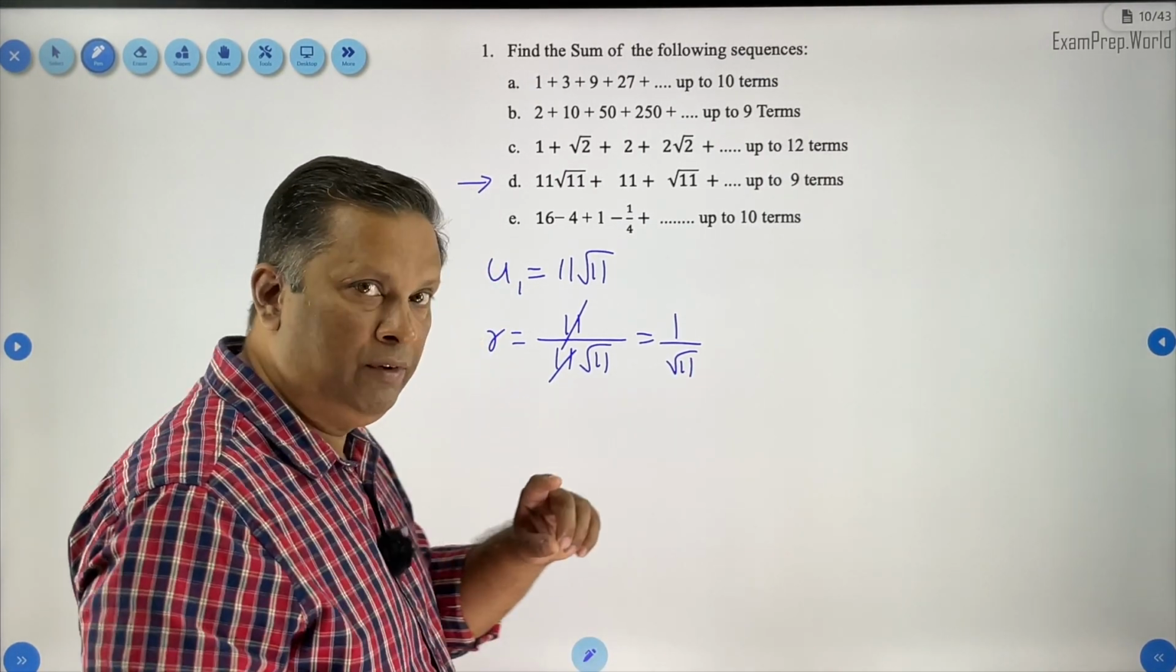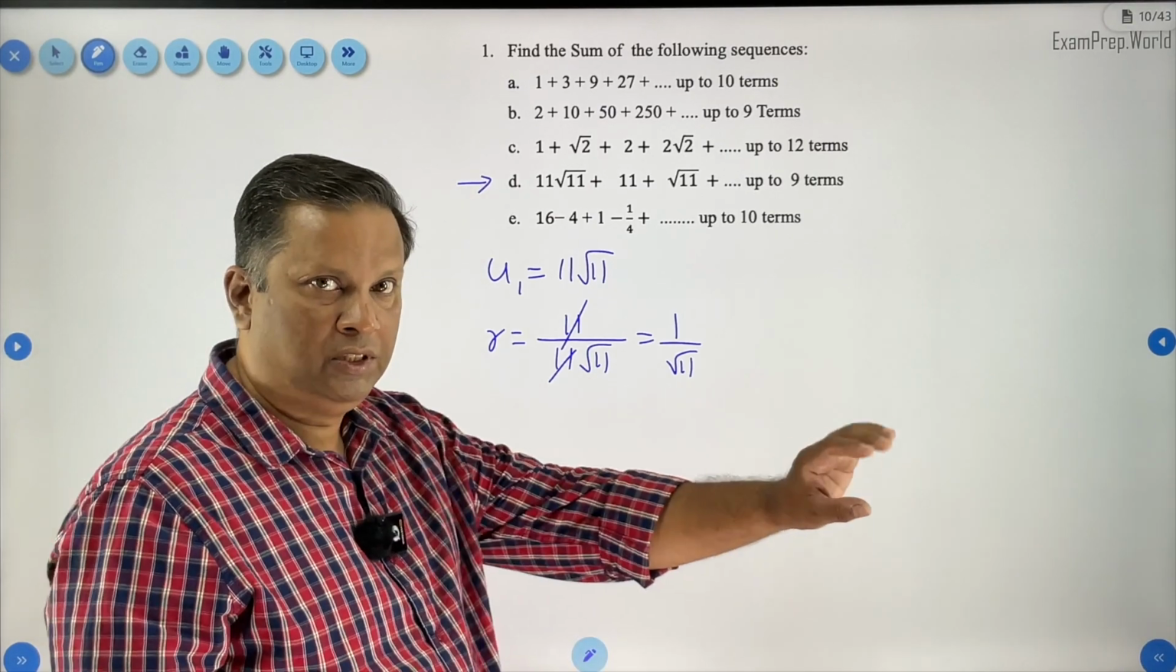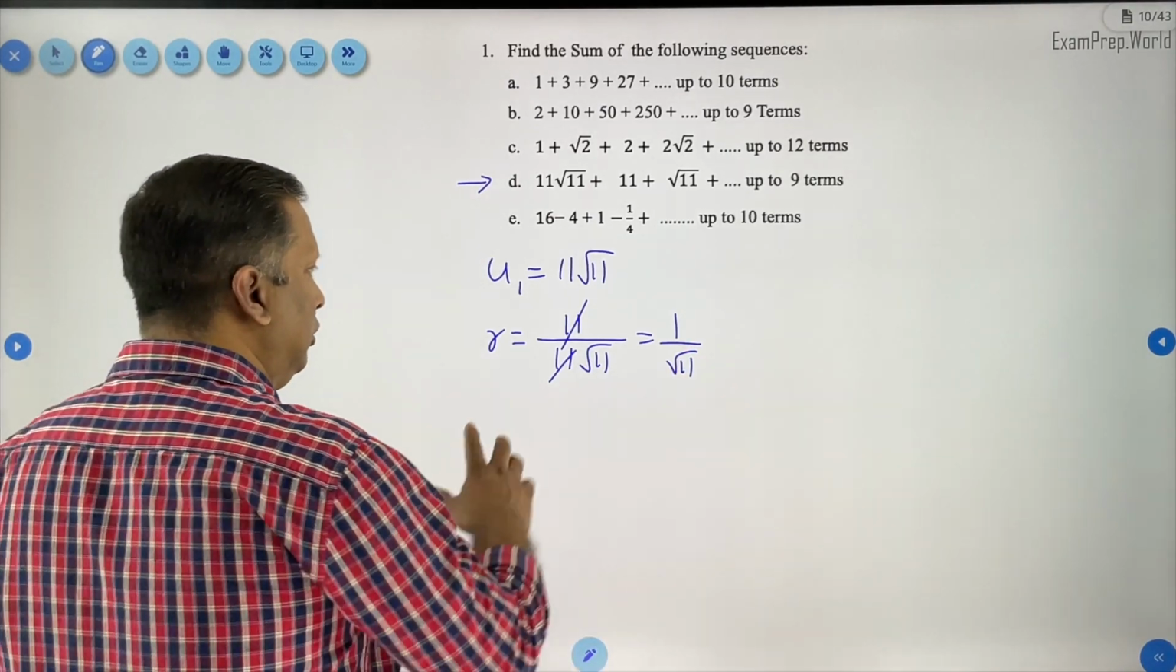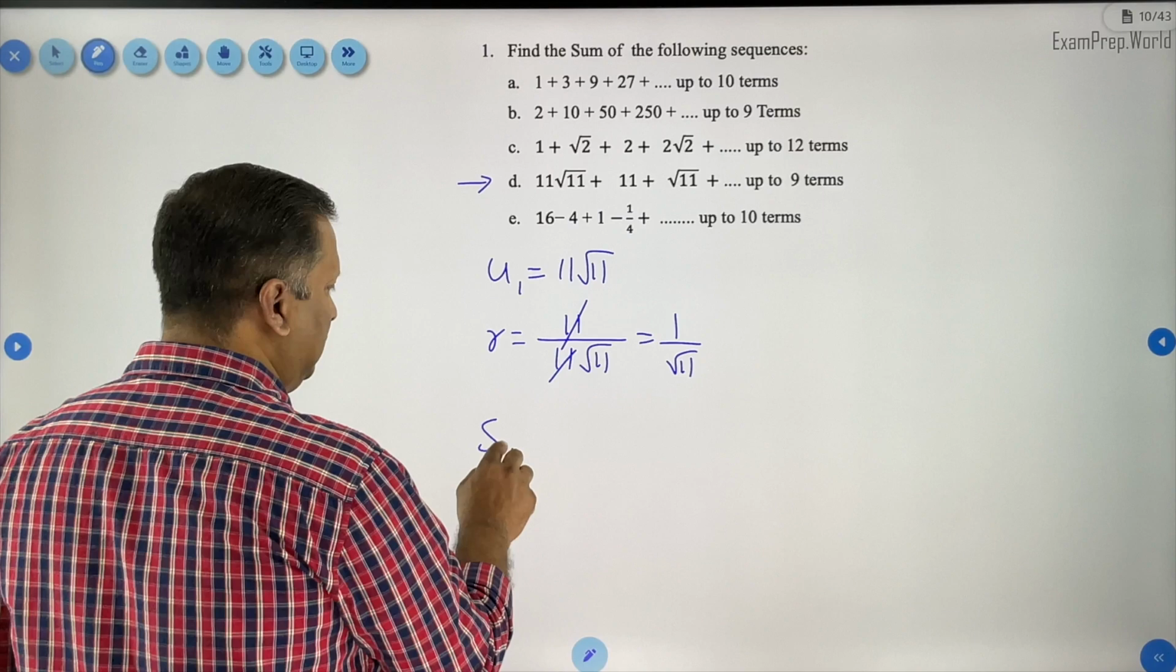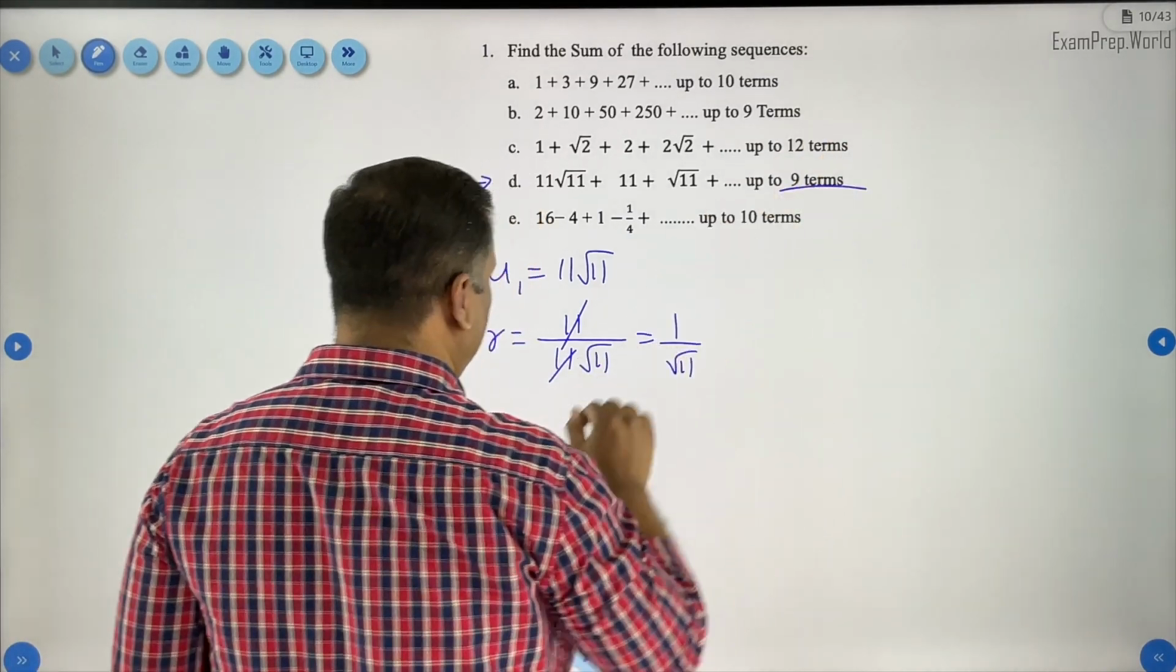So which formula will I use? I will use the converging series. This is a converging series. Be careful, don't use the diverging series formula there. So S, how many terms? 9 terms. We have to add up to 9 terms.